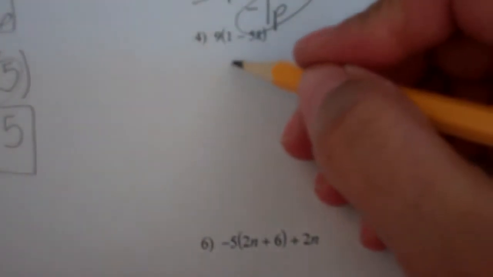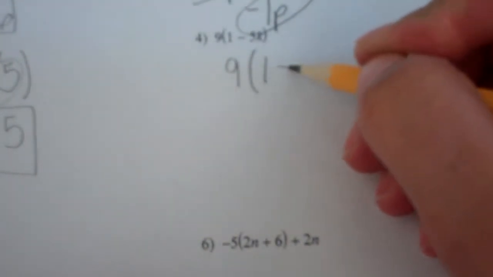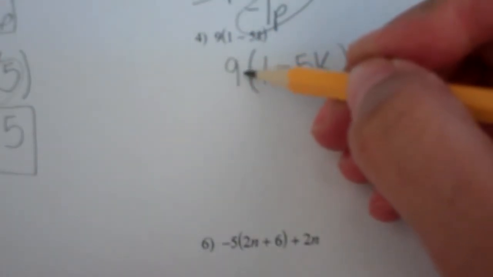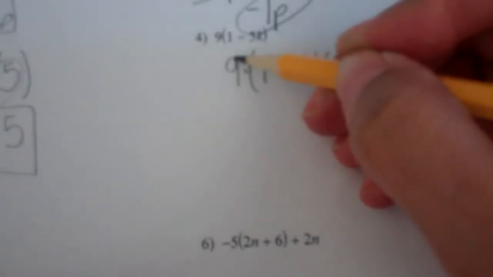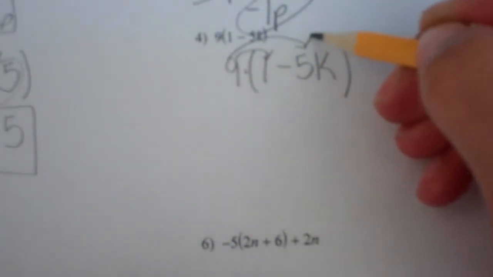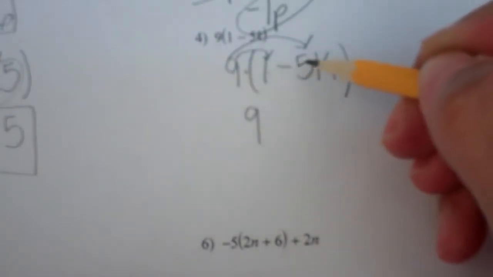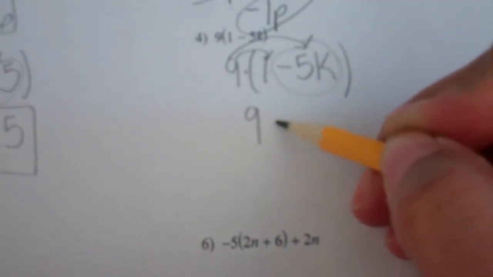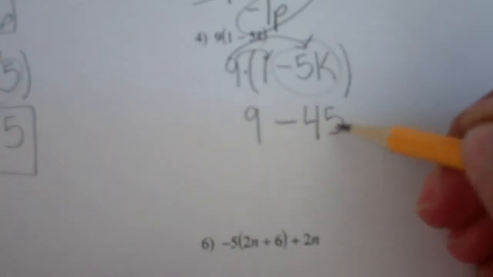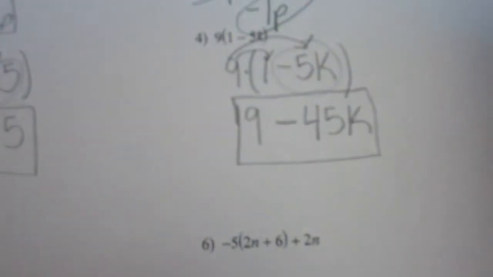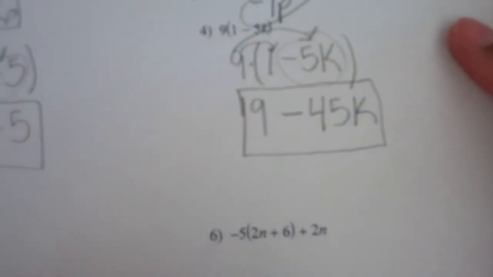Moving on to number 4, we have 9 parentheses 1 minus 5k. This 9 is linked to the parentheses again by multiplication, so we are going to use the distributive property. It's going to be 9 times 1, which is 9, 9 times negative 5k, which is negative 45k. These are not like terms, so we cannot combine them, so that is your answer.